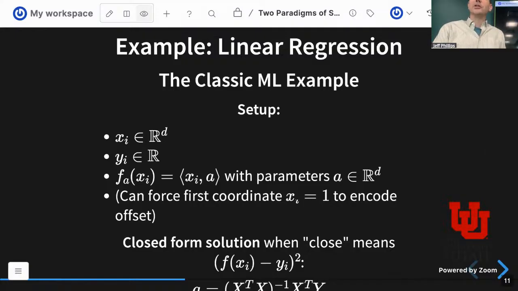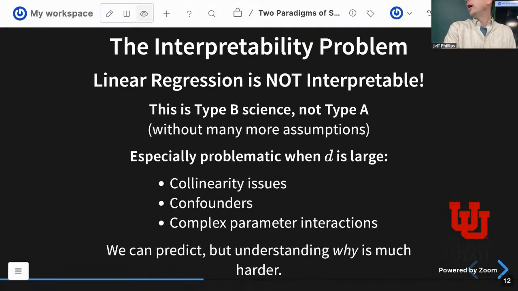Linear regression should not be unfamiliar to you. I want to make a point, to the economists I was giving this talk to, that linear regression is not interpretable. This is science B, not science A, without many more assumptions. In the next lecture, we will go more into depth on this. But this is especially problematic when the dimension is large. There are collinearity issues where multiple coordinates can encode the same property. Like the length of your pants and your height are strongly correlated with each other, right?